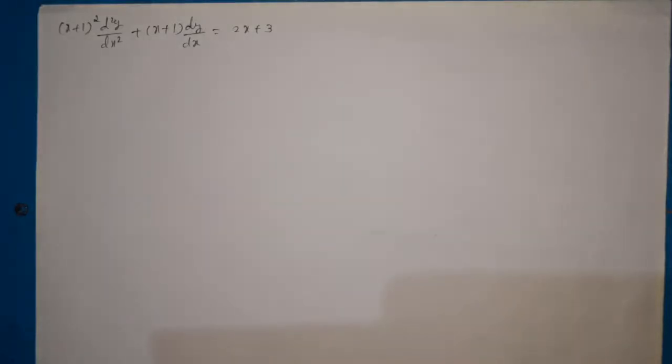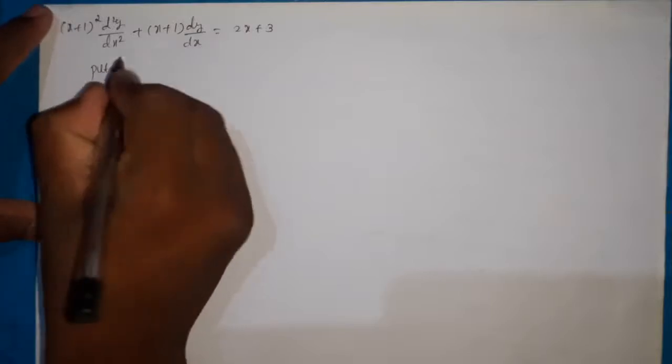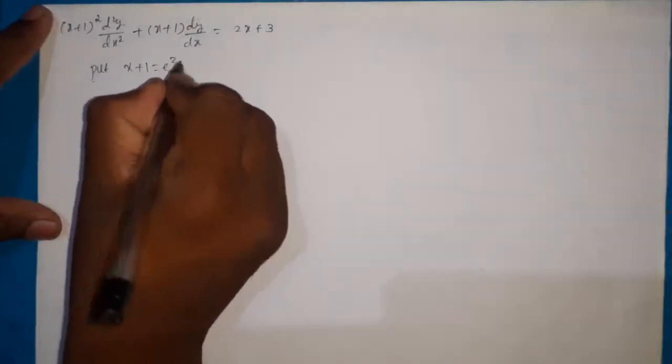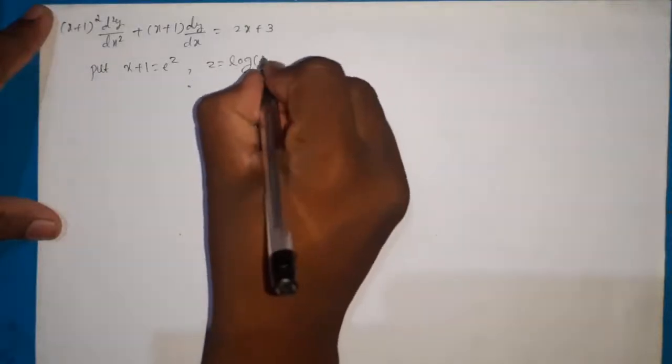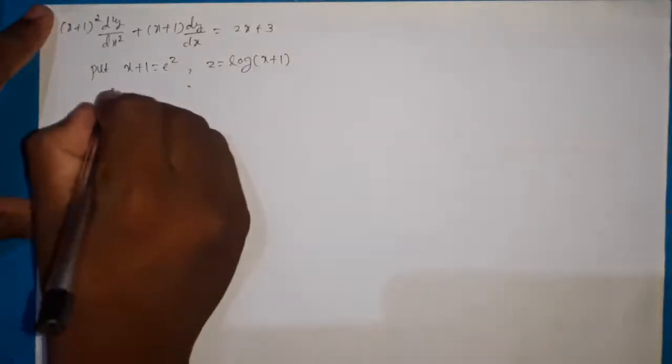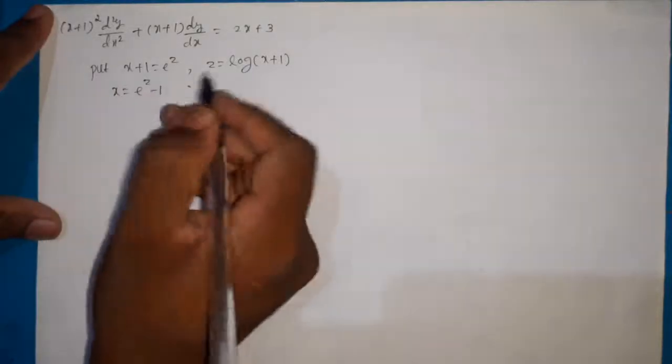So here the next example, x plus 1 whole square d square y by dx square plus x plus 1 into dy by dx is equal to 2x plus 3. So here a plus bx equal to x plus 1. It means that b is equal to 1. So therefore now put x plus 1 equal to e power z and z equal to log of x plus 1, and here x equal to e power z minus 1.